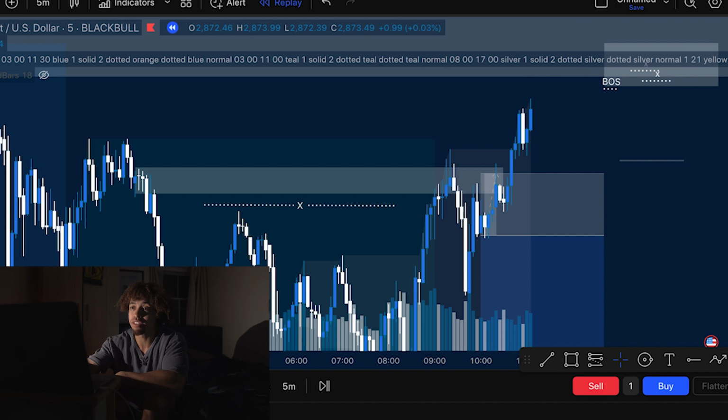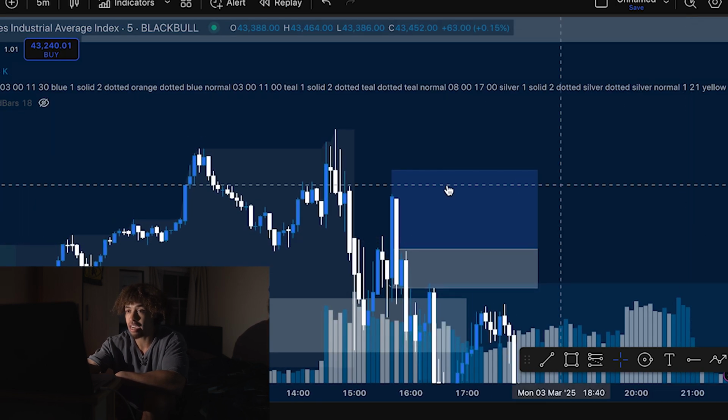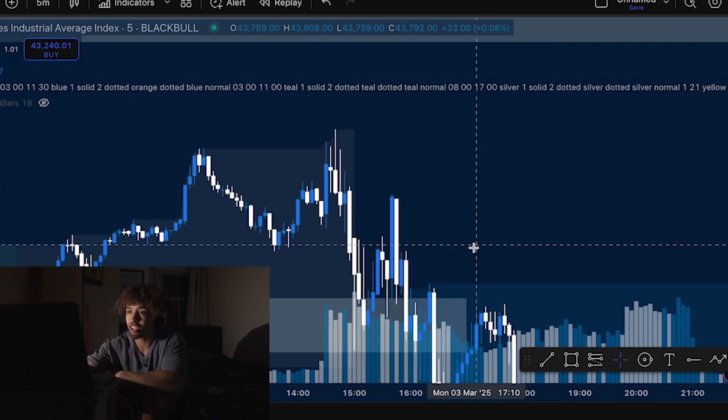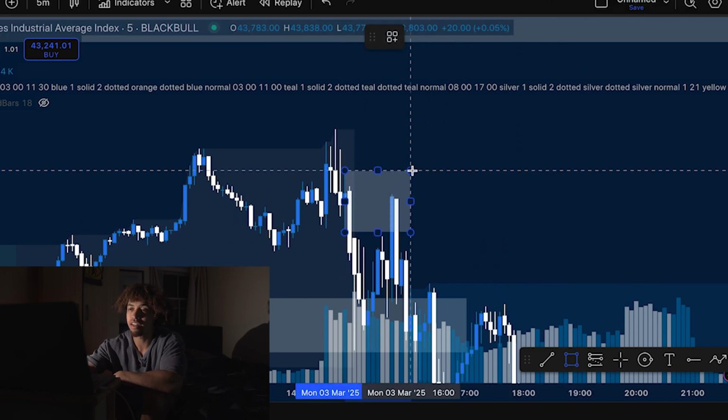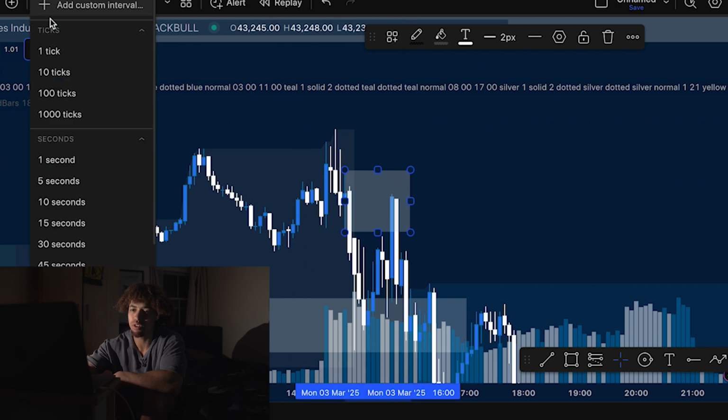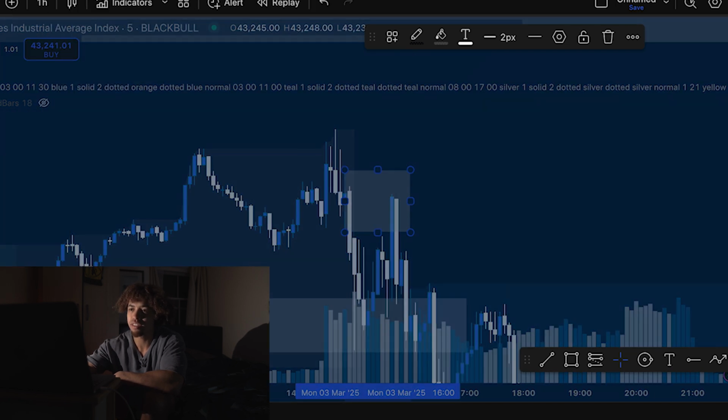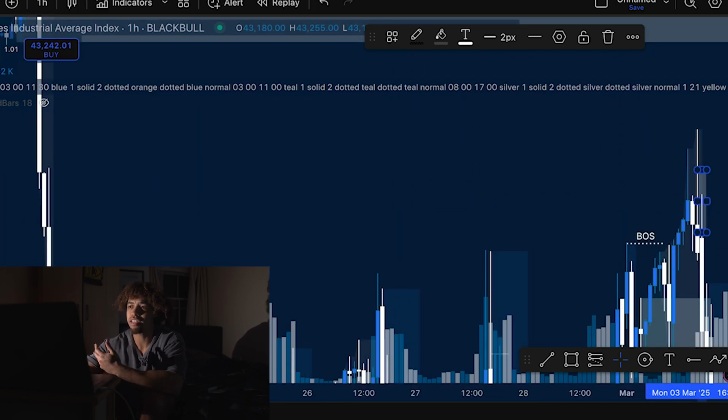If we go back to the US 30 chart, a nice sell setup was here according to my strategy. This could have been a good sell setup. Price tapped into, I think, an hourly order block, if I'm not mistaken. Or actually no, see, there was no hourly order block.